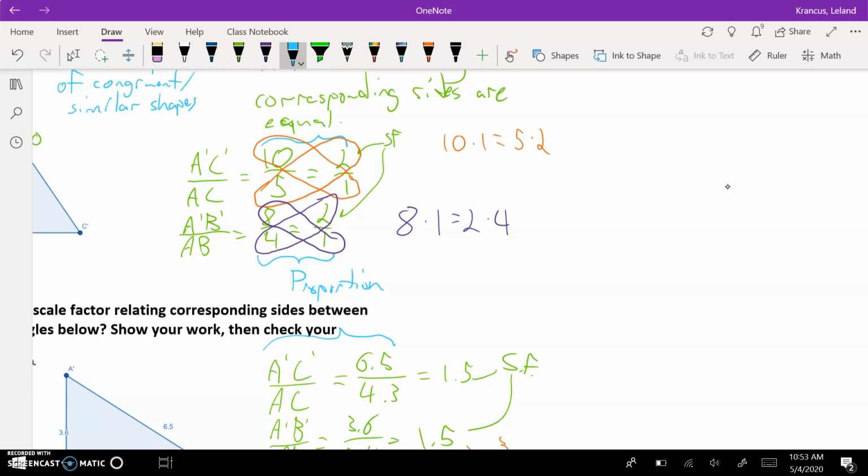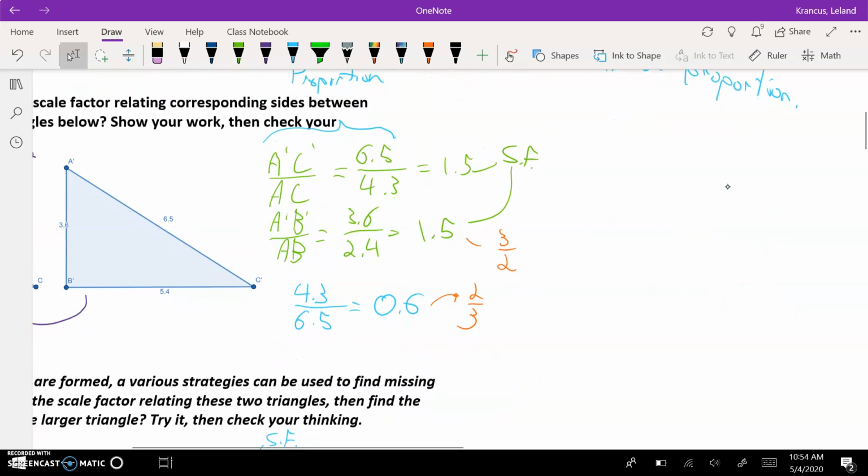So what we say from this relationship is that cross products, those are just the products of numbers that are across from each other, that are diagonal to each other in that proportion. Cross products are always equal in a proportion. And this is what allows us to write a proportion with a missing piece and then algebraically solve for what that missing piece is. So cross products are always equal in a proportion. If those cross products aren't equal, you don't have a true proportion.